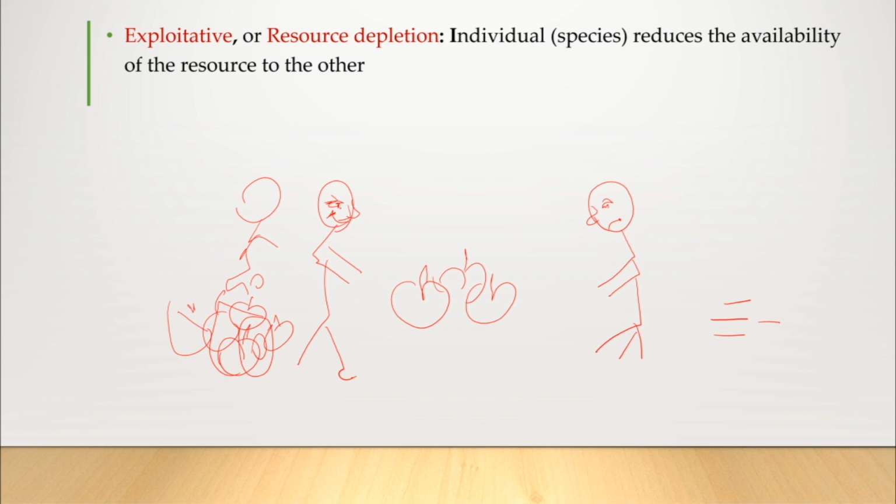This is exploitative, or the resource depletion: individuals reduce the availability of the resources to the others. So what happens when this occurs? Well, the problem here is that these guys don't have food, so they have to travel far away to get food. On the other hand, these guys don't have to worry about that because they have enough resources.